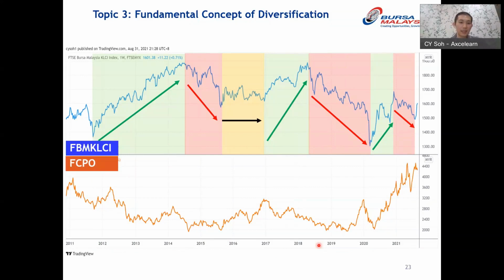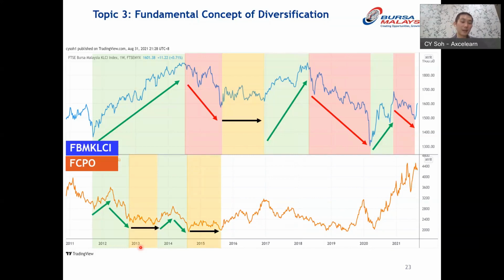So let's look at the same time period as well. On top, we have already highlighted the uptrend, downtrend, and sideways for the stock market. Okay, so now let's look at the FCPO. Here, in the first time period, FCPO goes up and down. We can trade both ways. Here, sideways, let's say you put FCPO in your portfolio, right? You don't make money. Here, up and down, you may make some, maybe not.